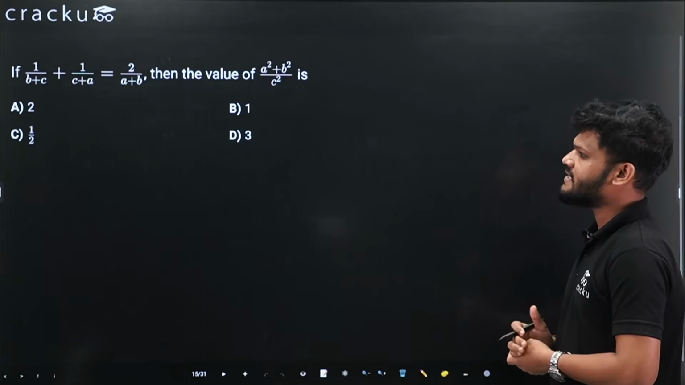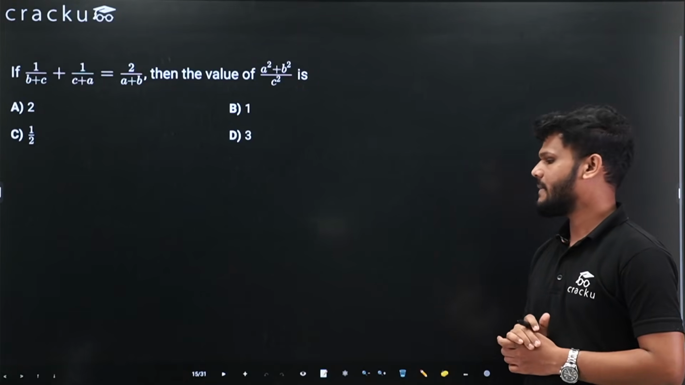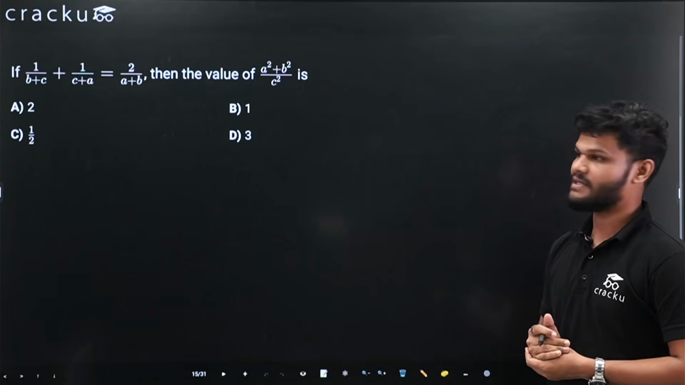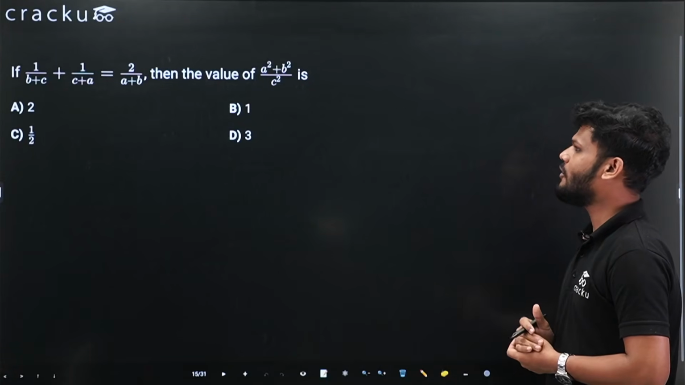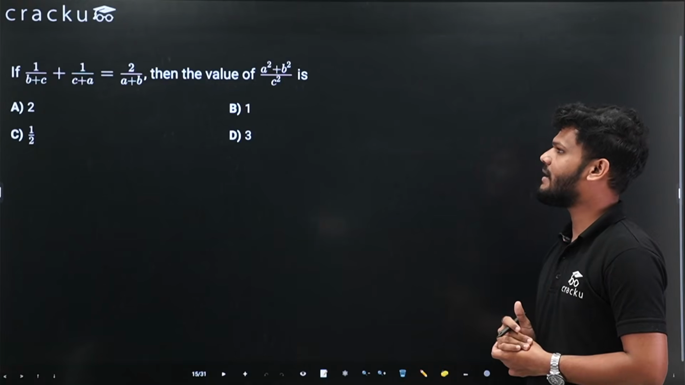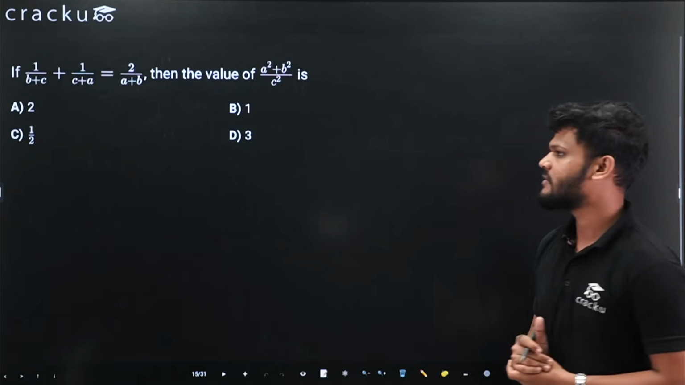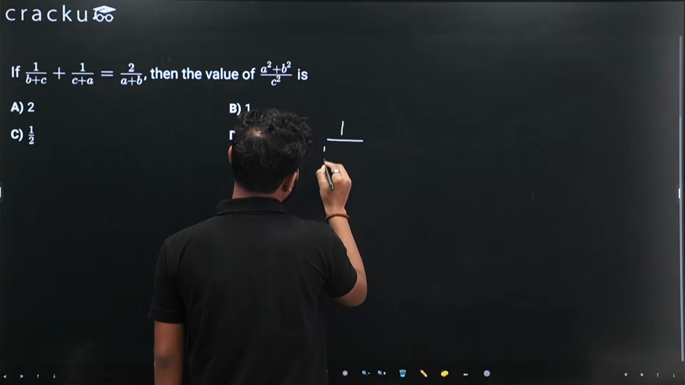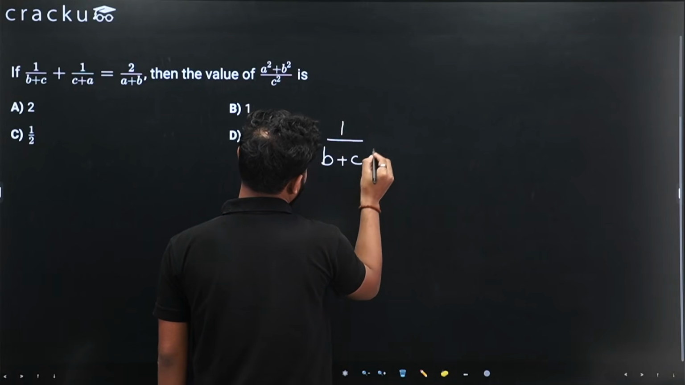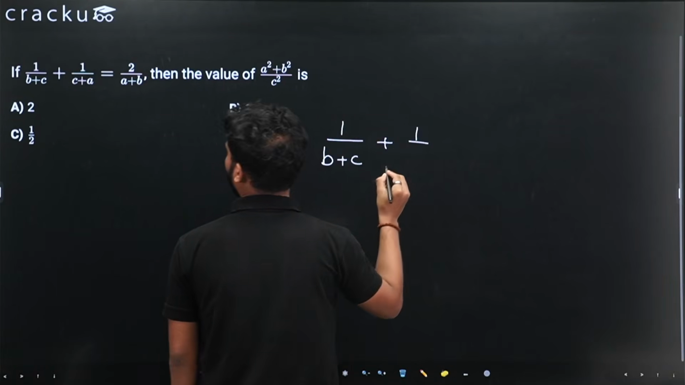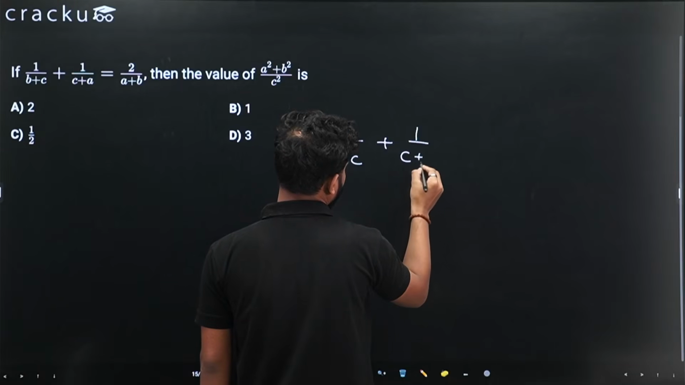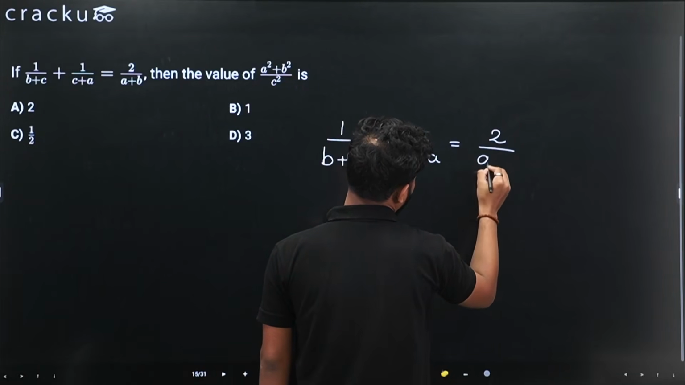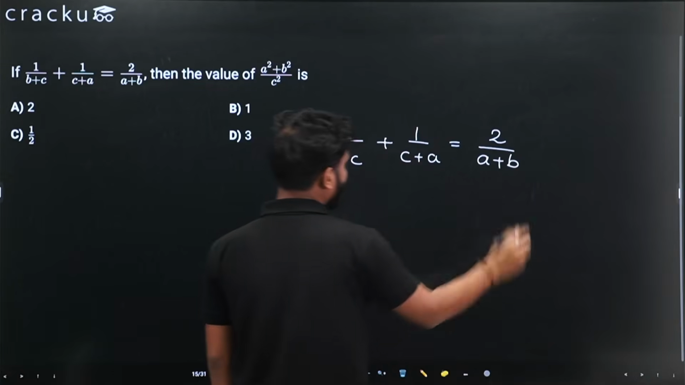In this question we are asked: 1 upon B plus C plus 1 upon C plus A is equal to 2 upon A plus B. Then what is the value of A square plus B square upon C square? Let us find out. We have 1 upon B plus C plus 1 upon C plus A is equal to 2 upon A plus B, right?